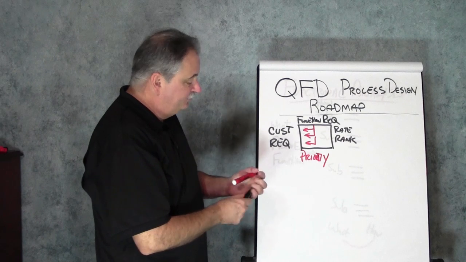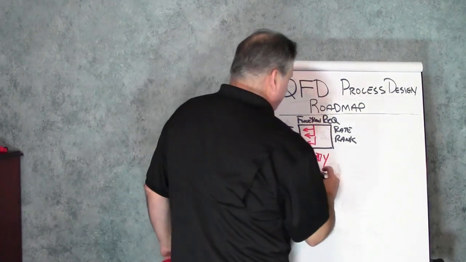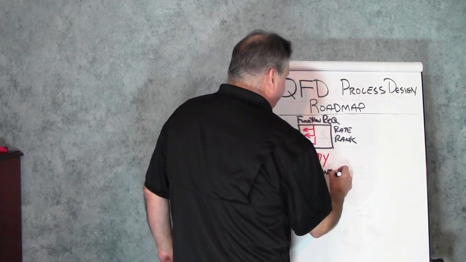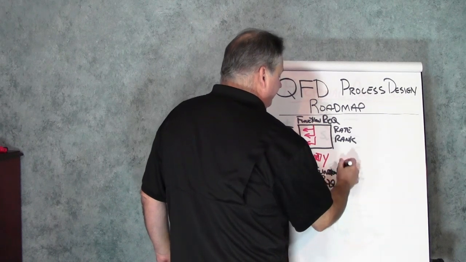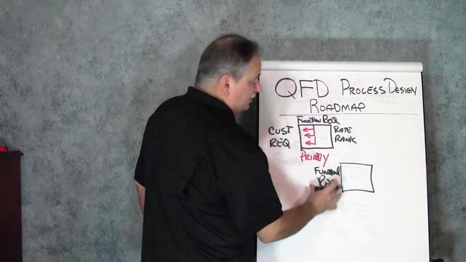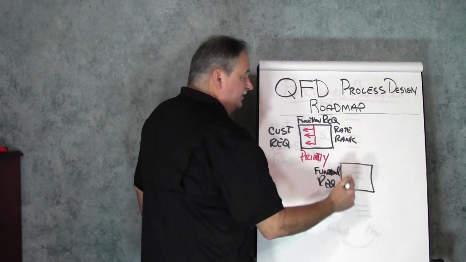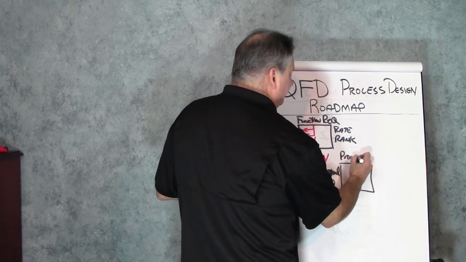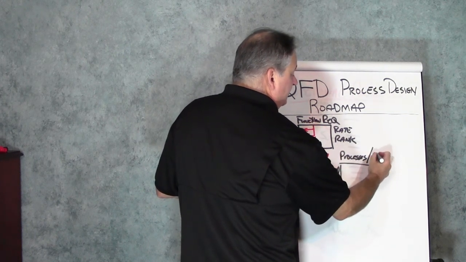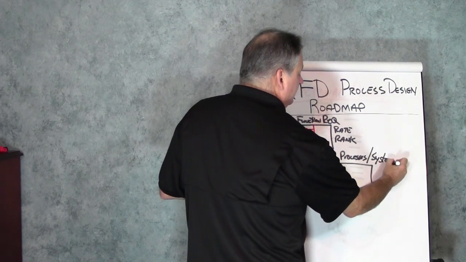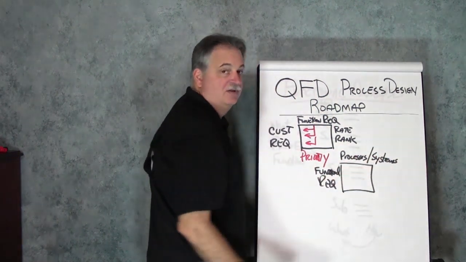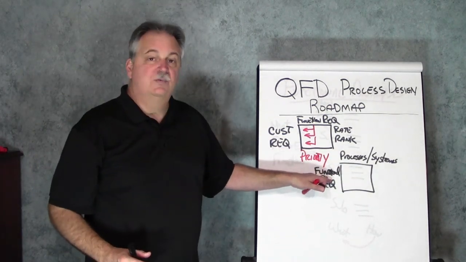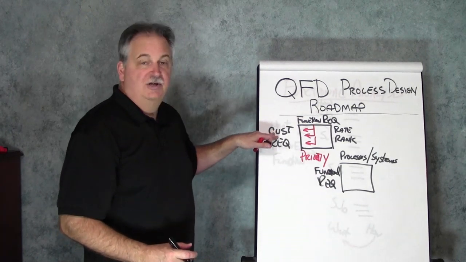All right, then I'll take my function requirements, which I now have. So now I have my functional requirements here. I'll build another matrix, and on the top of this matrix, what we're going to have will be processes and also systems. So what are the processes and the systems that I'm going to have so that I can meet a particular function requirement? If I can meet the function requirement, I know that I'll be able to meet the customer requirement.